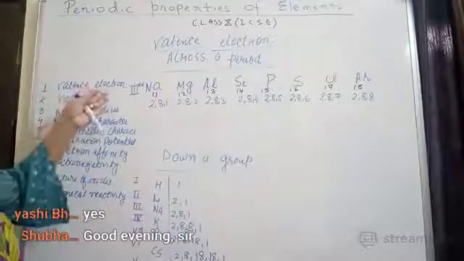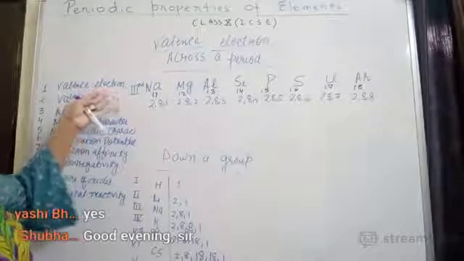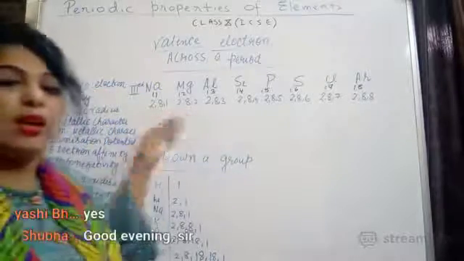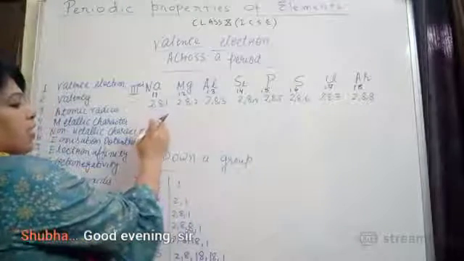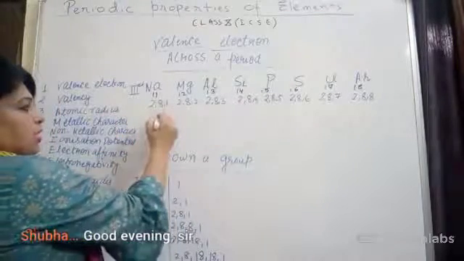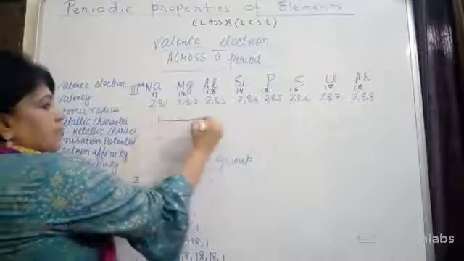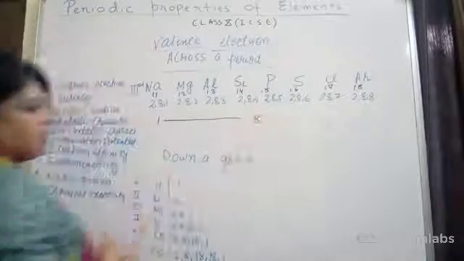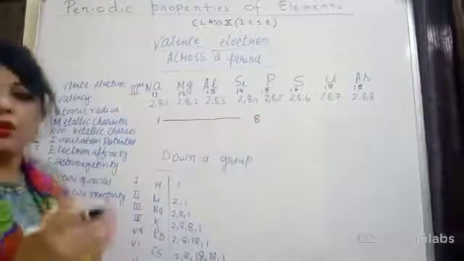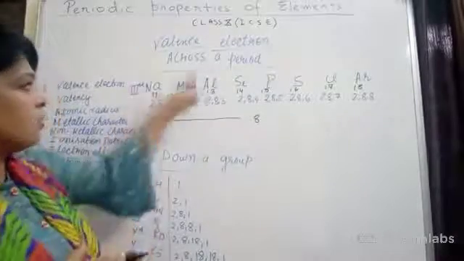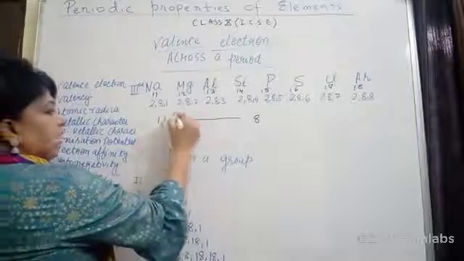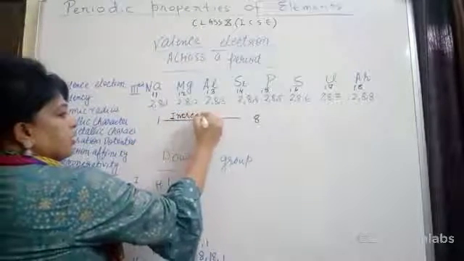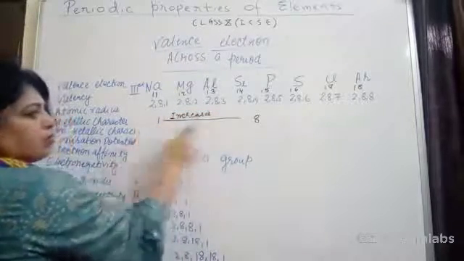Clear? And argon has atomic number 18, meaning 2,8,8. So we are going to see the trend of valence electrons when we move across a period in the modern periodic table. What you will observe is that valence electrons increase from 1 to 8 when we move across a period. So we will write here: valence electrons increase from 1 to 8.